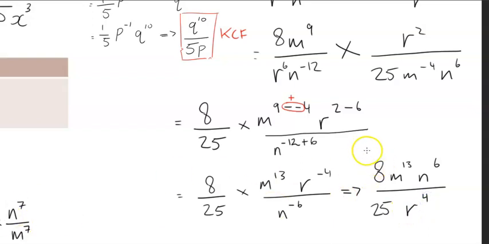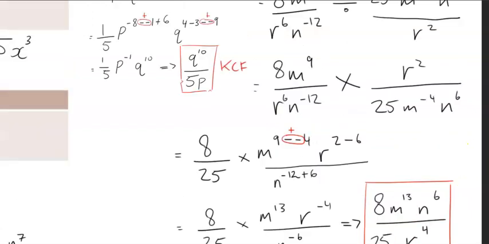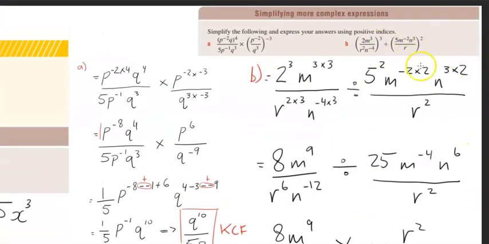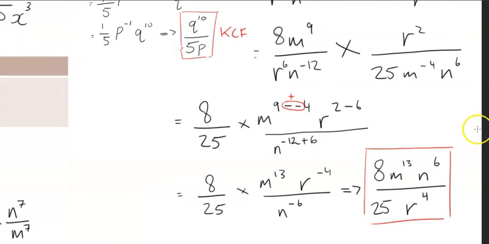And this, my dear friends, is the solution to a very complicated simplification question. So 8 m to the power 13, n to the power 6, over 25 r to the power 4. Good work for staying with me for this long. I know it's not a walk in the park, and I know you're going to struggle with this one.